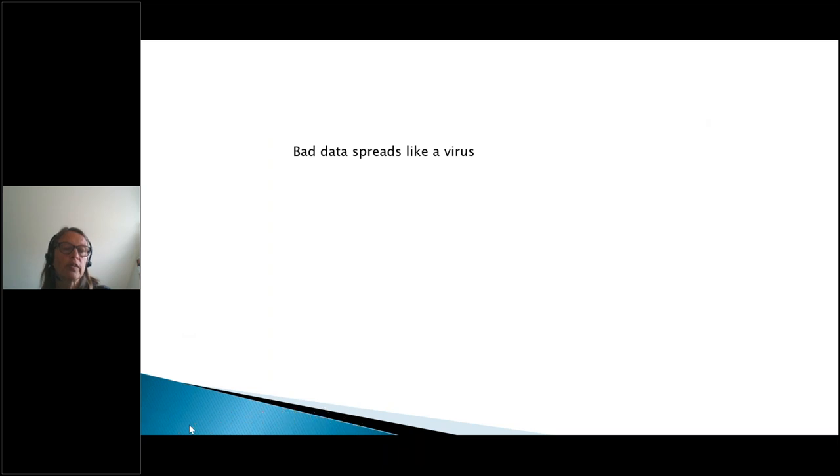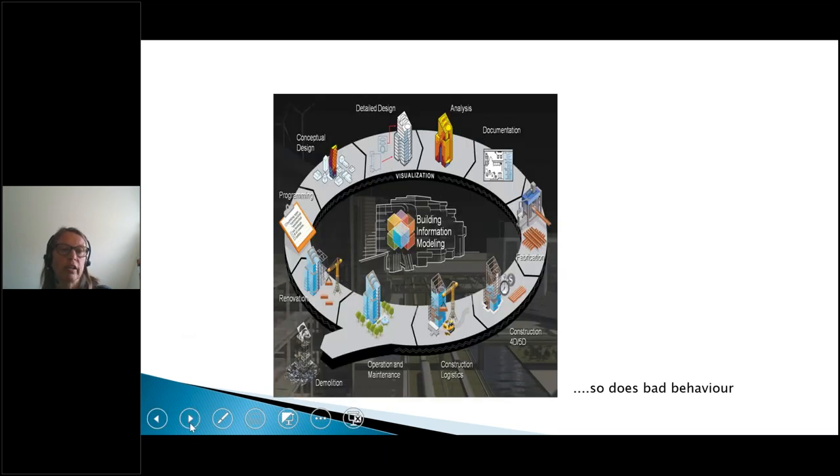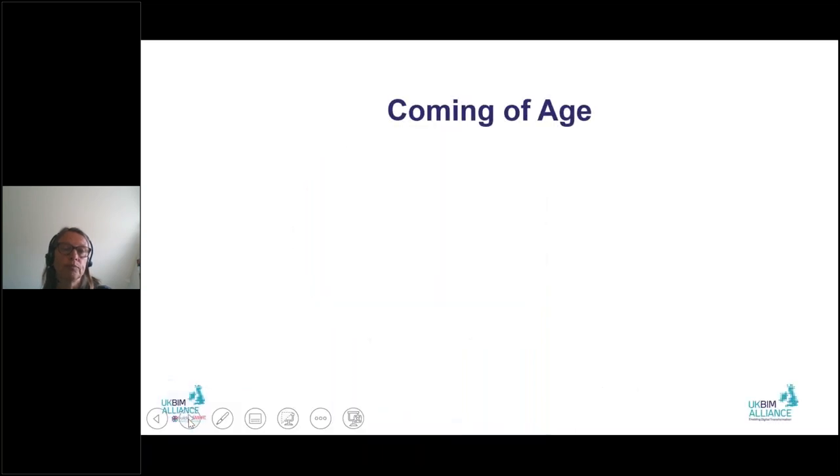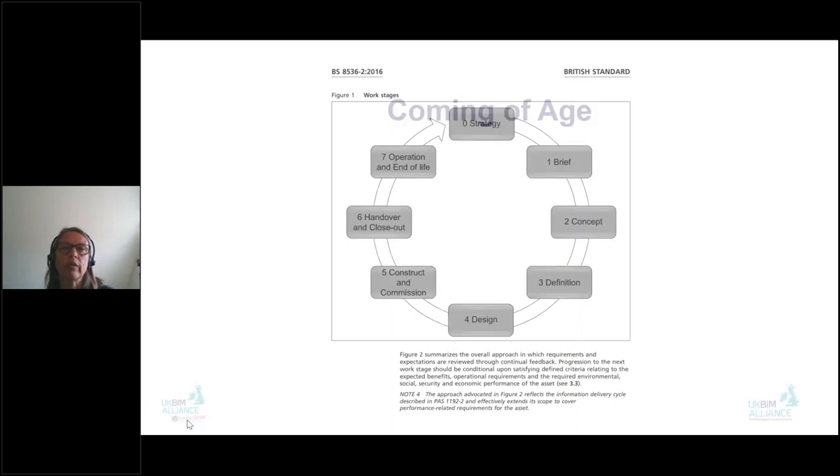And then one of the other things is to just remember that bad data spreads just like a virus, but then so does bad behavior. If you can't get trust actually moving through the system and supporting good, strong, robust relationships, then we really are onto a hiding for nothing. But moving to coming of age, where are we?